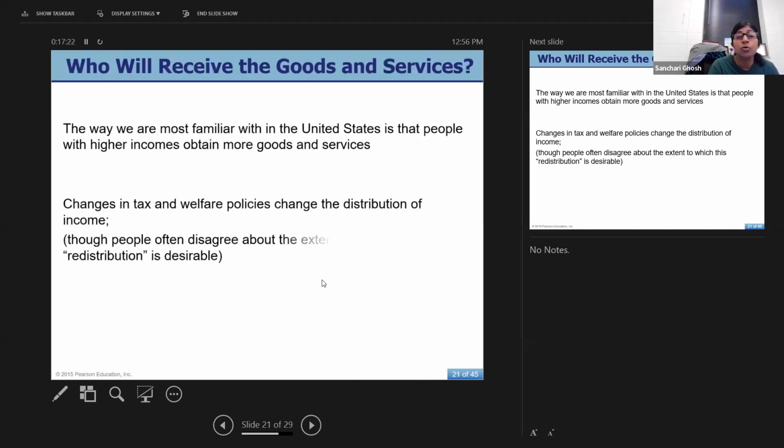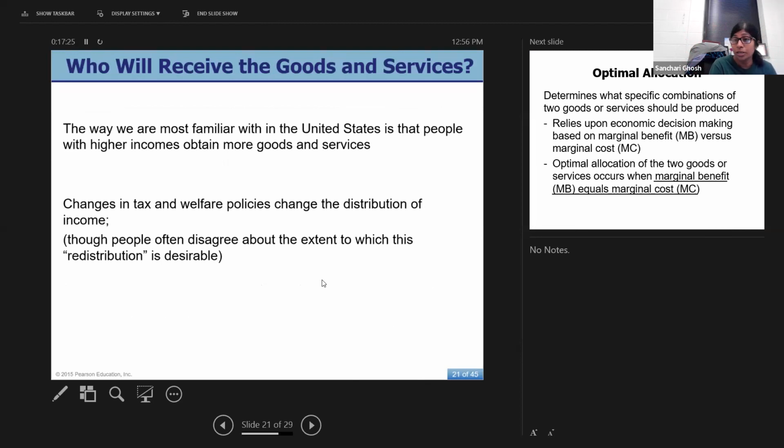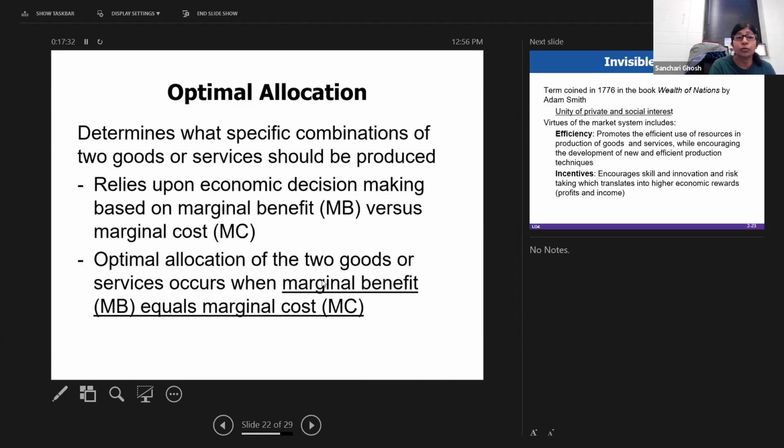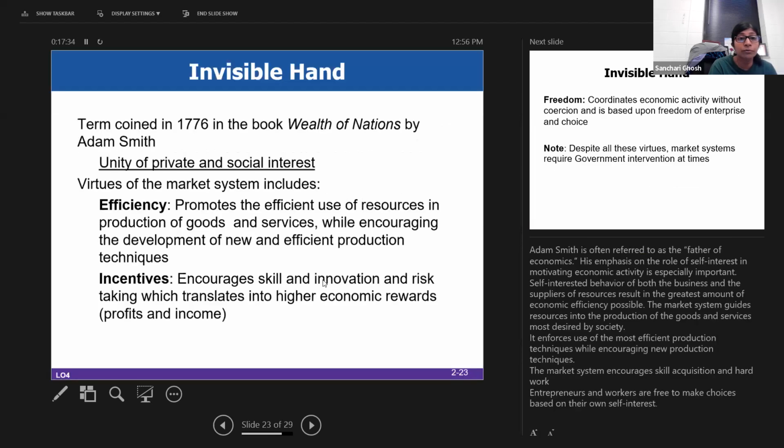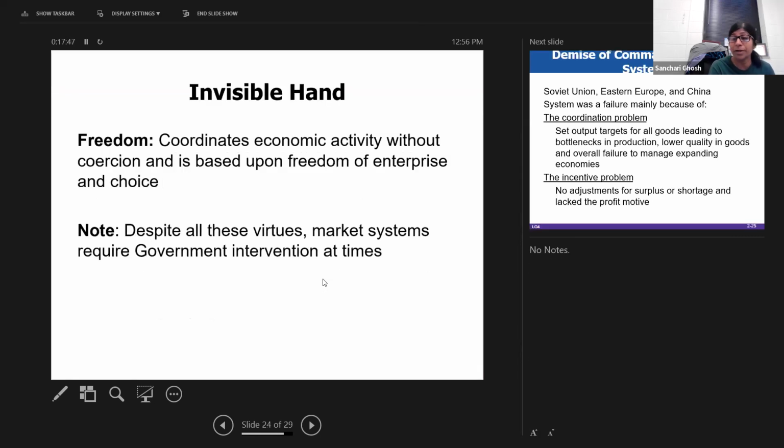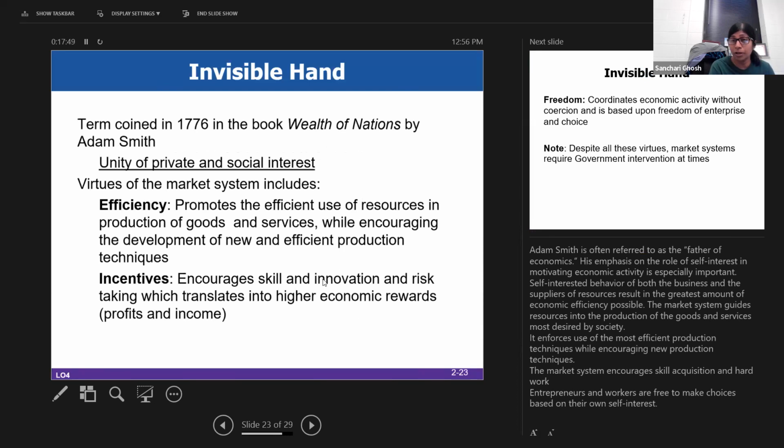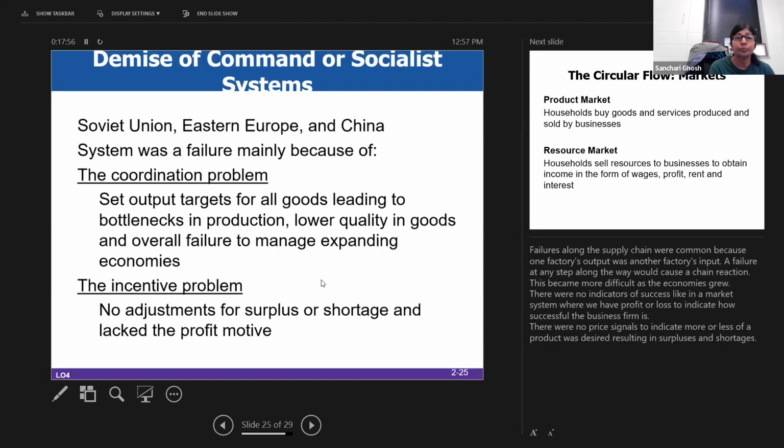Who will receive is a distributional question that also kind of depends on what kind of economic system there is. Optimal allocation, we have gone over that. And then Adam Smith, the proponent of the market system, in his Wealth of Nations book, written in 1776, kind of talks about all of these: efficiency, incentives, freedom of enterprise and choice. He was the father of economics, and he kind of brought the market system to the forefront of economics.